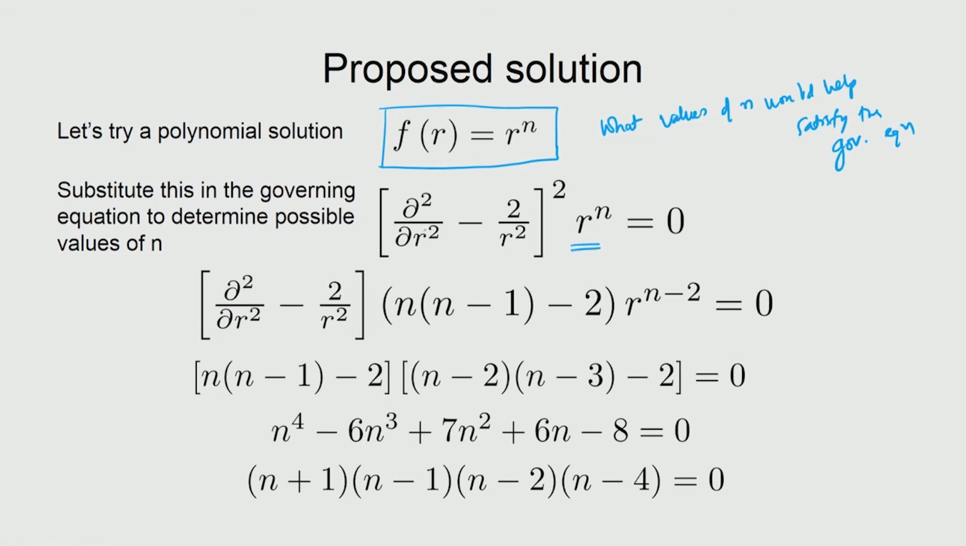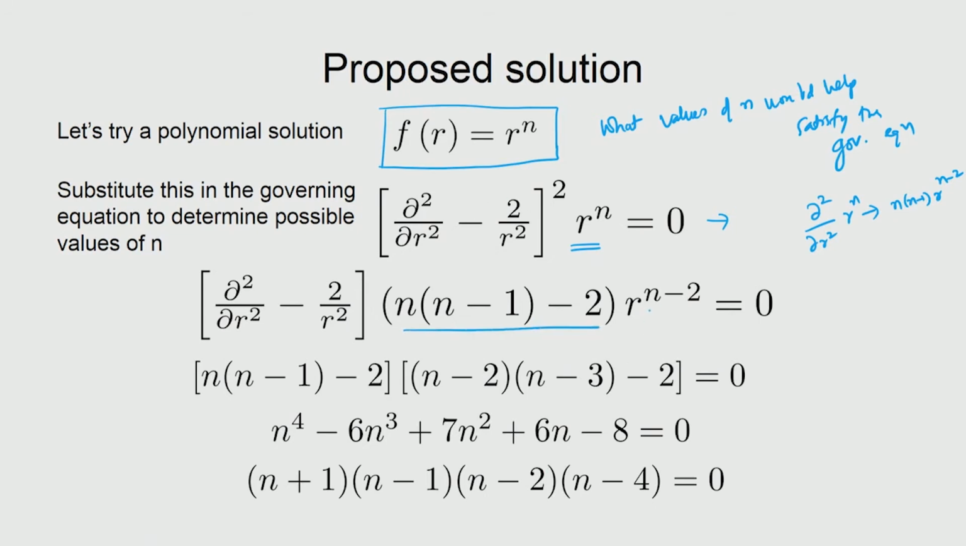So, when you act the first time, you have dou square by dou r square of r raised to the power of n, that would basically give you n into n minus 1 into r raised to the power of n minus 2, and then the second term is nothing but 2 into r raised to the power of n by r square. So, you basically arrive at this. Okay. So, that is n into n minus 1 minus 2, that is coming here.